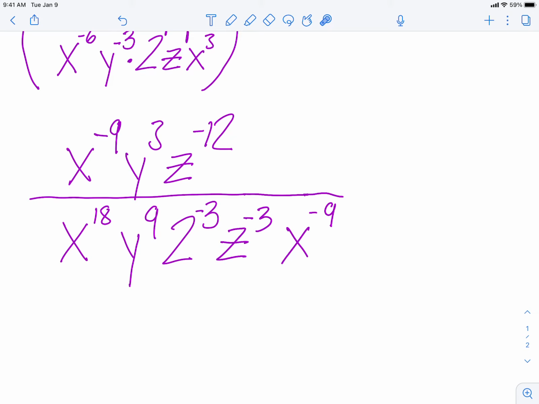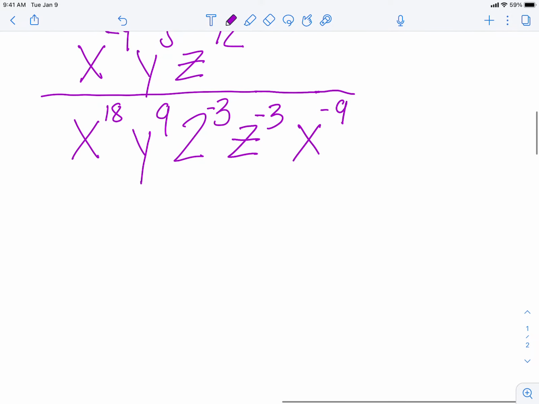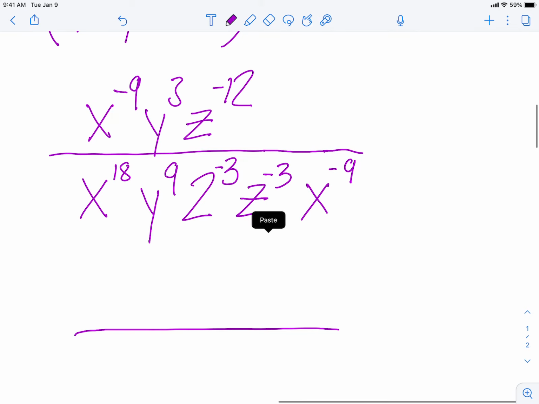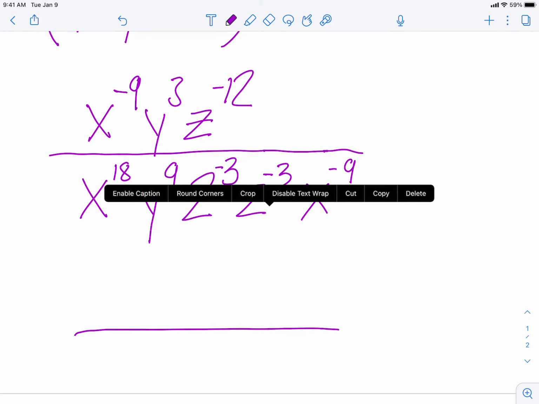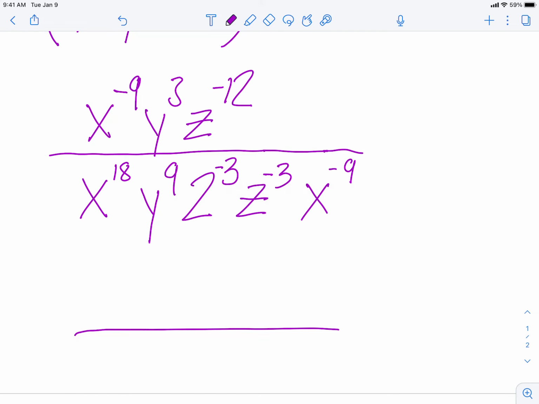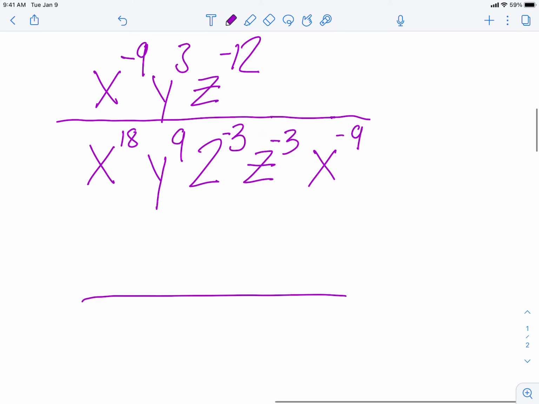Actually, you know what, guys? Let's try something different here. Let us start moving stuff that's negative. Let's start moving it to make it positive, right? So let's see. This x to the negative 9 has got to come down and become x to the positive 9. Okay.